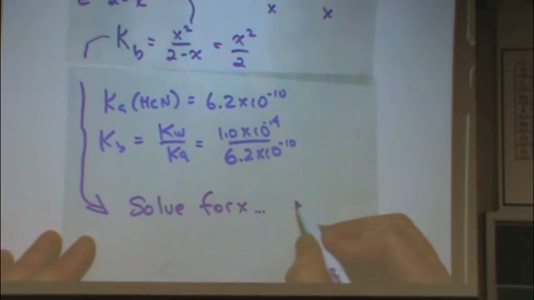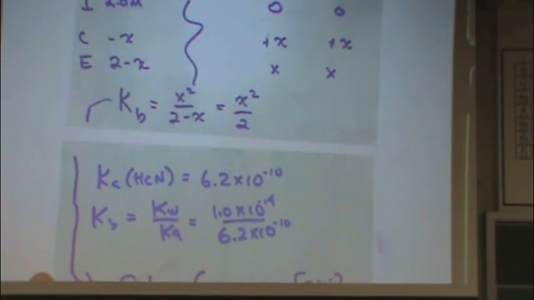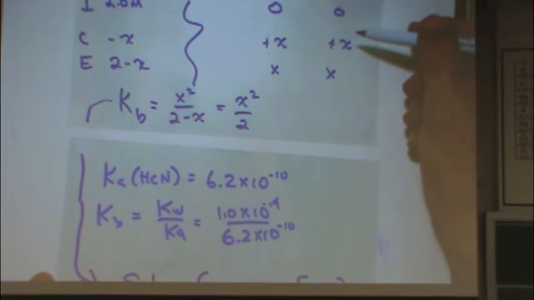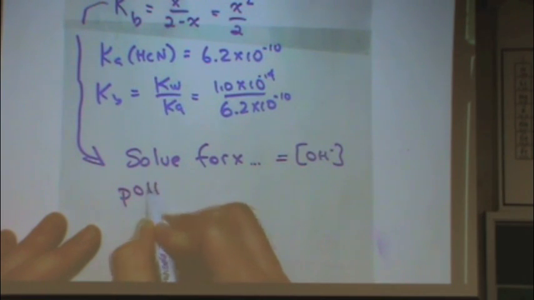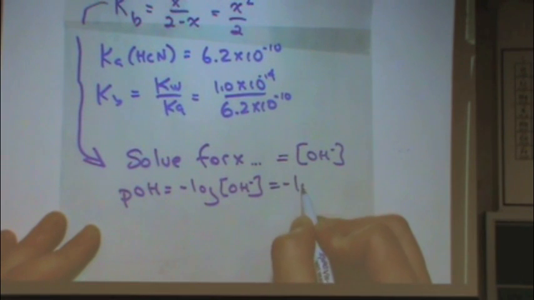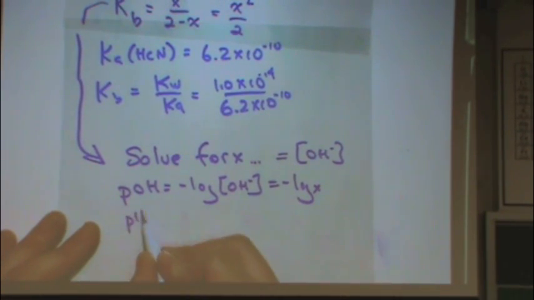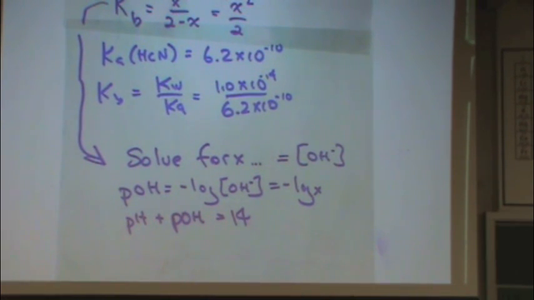And you get a value for x. That will equal the OH minus concentration. Remember, there's OH minus from the ice table, not H3O plus, because it's a base. So what I would do first is find pOH, which is the negative log of the OH minus concentration, or negative log of x. And then because pH plus pOH equals 14, you know pOH, you can solve for pH. You should get a number bigger than 7 because it's a base. CN minus would be a base. Okay, so that's how you would do a typical base problem.